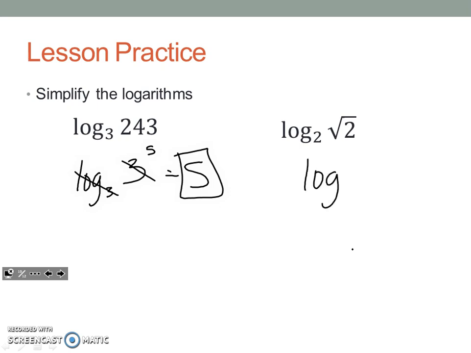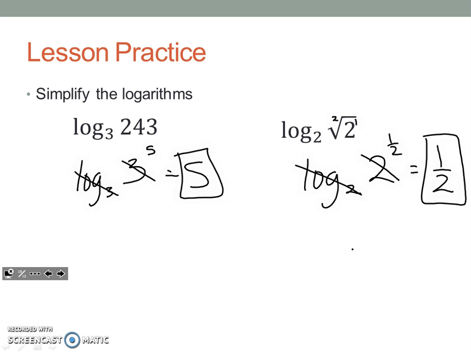Log base 2 of square root of 2. I think we actually did this example. This is a log base 2 of 2, with a little 2 outside of 1 there, so that's to the 1/2 power. Cancel those. My answer is 1/2.